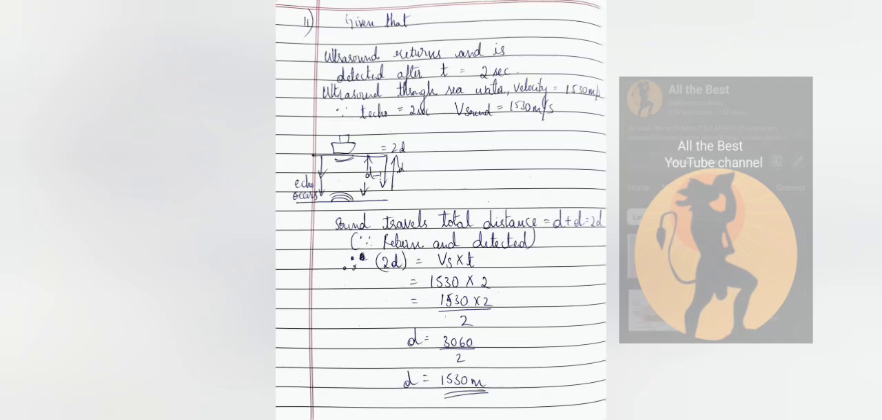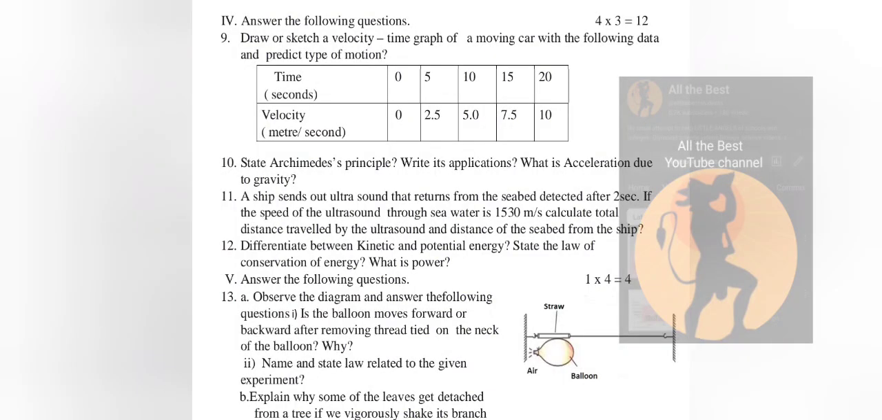So the sound travels a total distance equal to d plus d, from the ship to the seabed and from the seabed back to the ship, which is equal to 2d, because it returns and is detected. So 2d is equal to v into t, so 1530 into 2, which is equal to 3060. Divided by 2, the distance d is 1530.